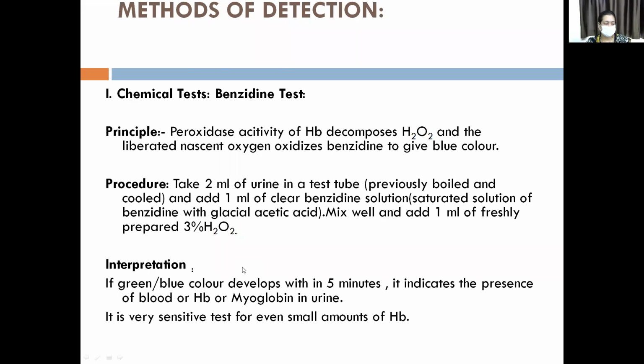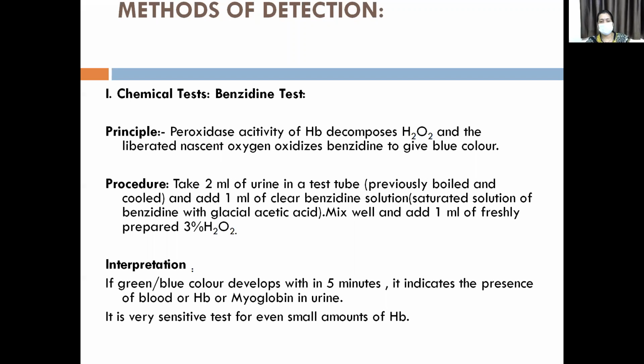The chemical test you do relies on the peroxidase activity of hemoglobin, which decomposes hydrogen peroxide and liberates nascent oxygen, which oxidizes benzidine to give a blue color. How do you do this test? You take 2 ml of urine in a test tube, previously boiled and cooled. Add 1 ml of clear benzidine solution. Sometimes people make the solution by taking acetic acid and adding benzidine powder. Usually the market now supplies the benzidine solution only, because benzidine is a carcinogenic agent.